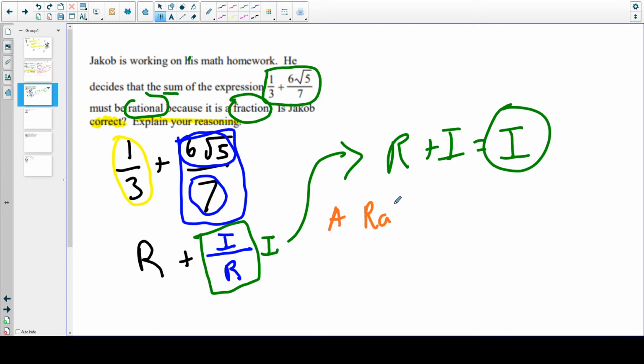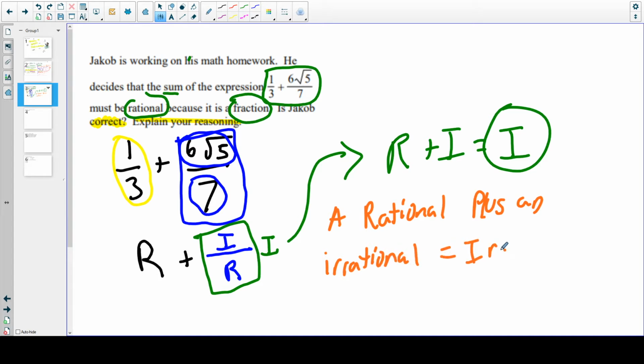a rational plus, P-L-U-S, plus an irrational number is irrational. Oops, R-A-T, my bad. R-I-R, journal. You must always end with a smiley face.